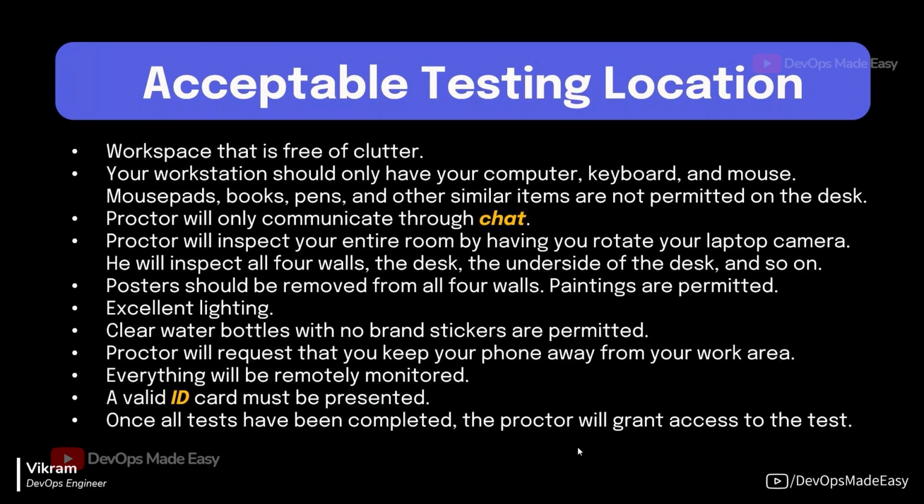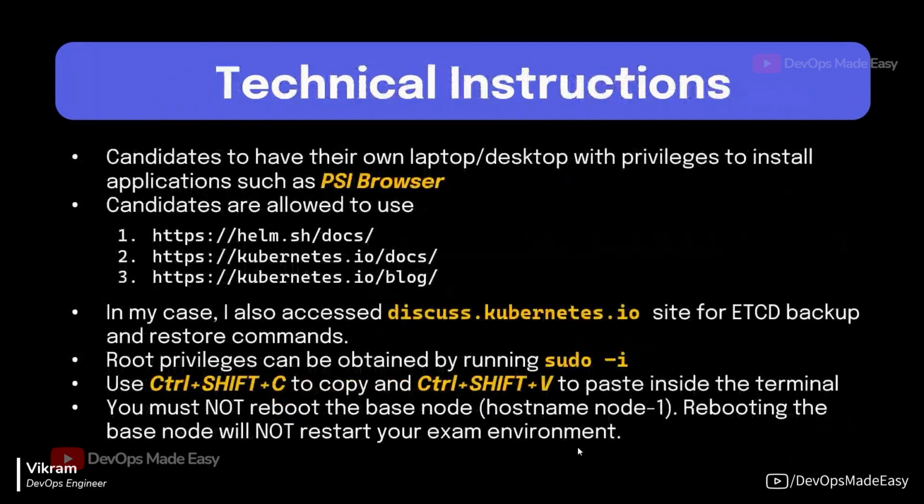Once all these checks are done, he'll grant access to the test. From that moment it will take some 2 minutes, and after that your test will be available for you to start. You should have your own desktop or laptop, and you should have privileges to install the PSI browser. Any of these documents are allowed: you can refer helm.sh, kubernetes.io, and the kubernetes.io blog docs.